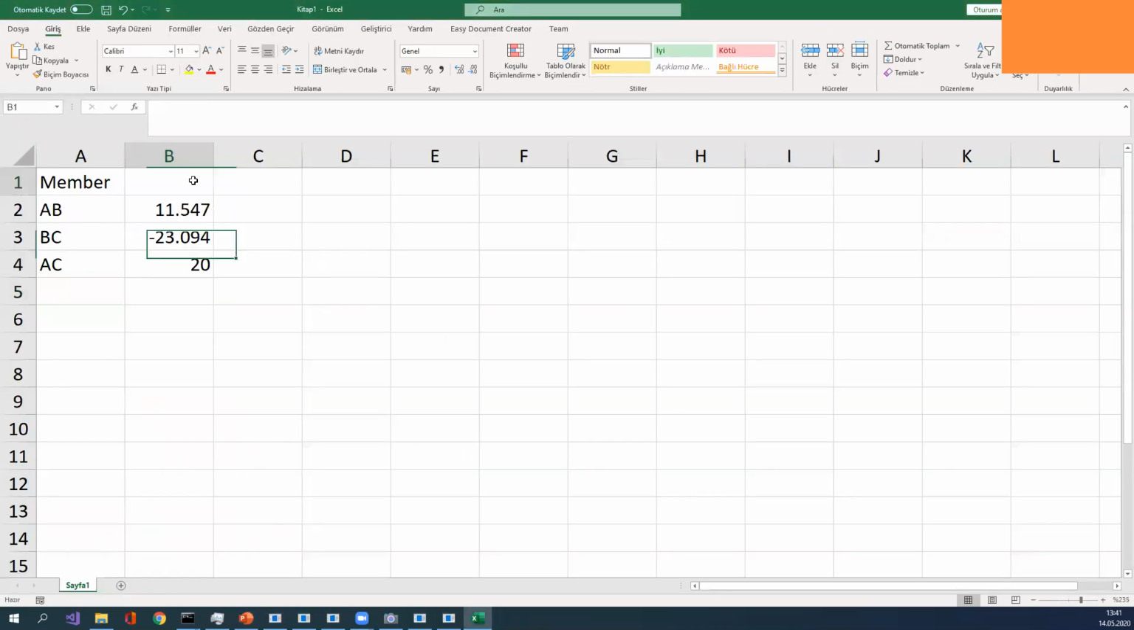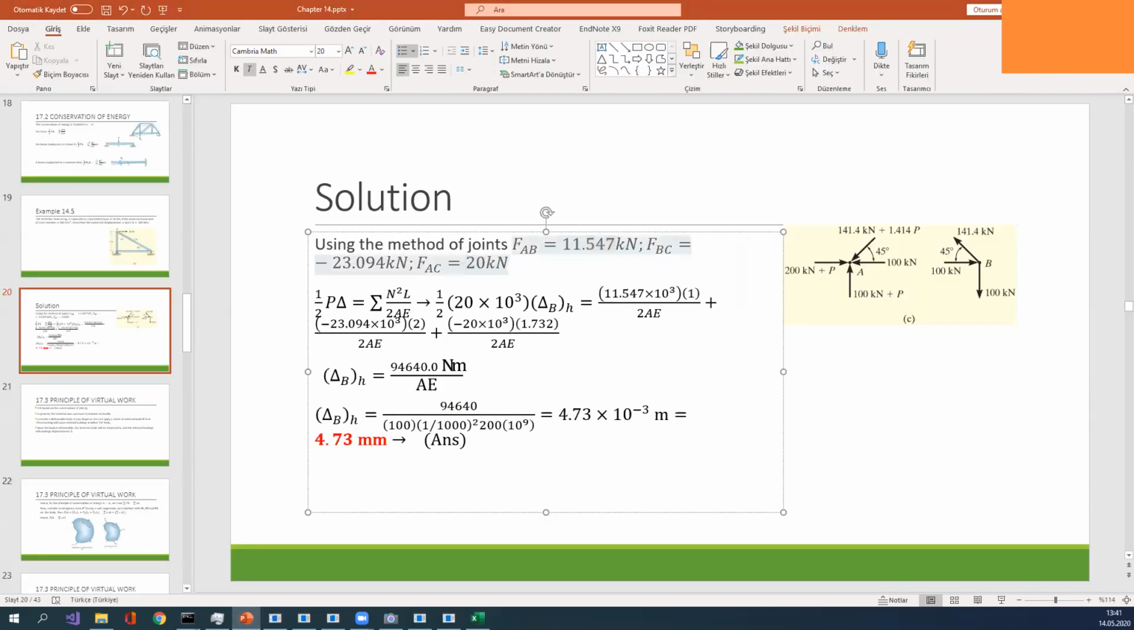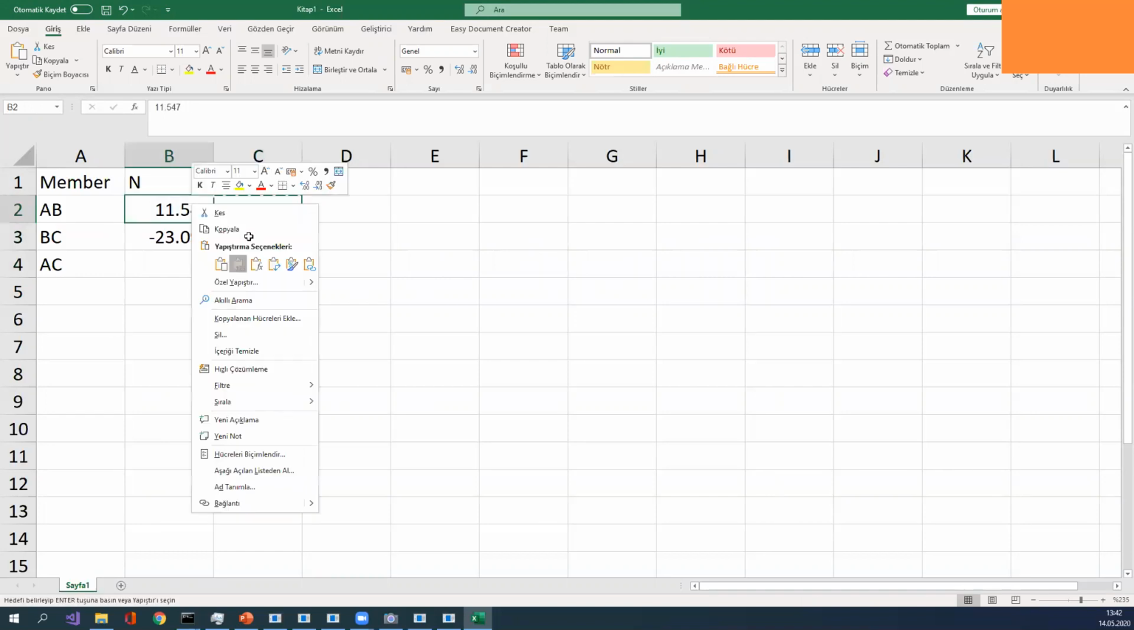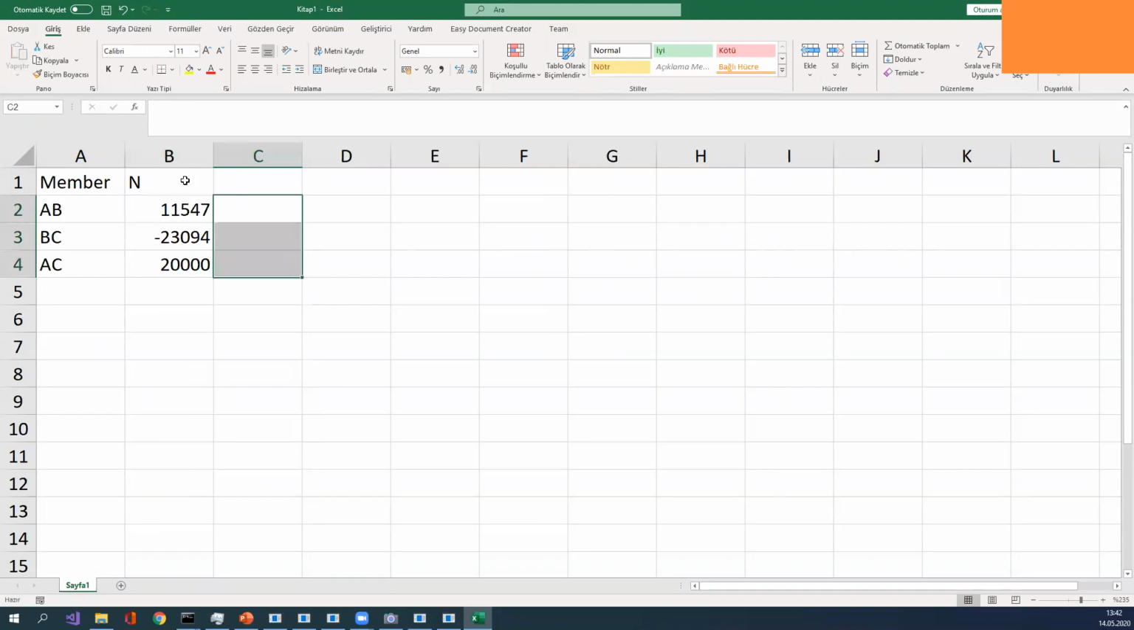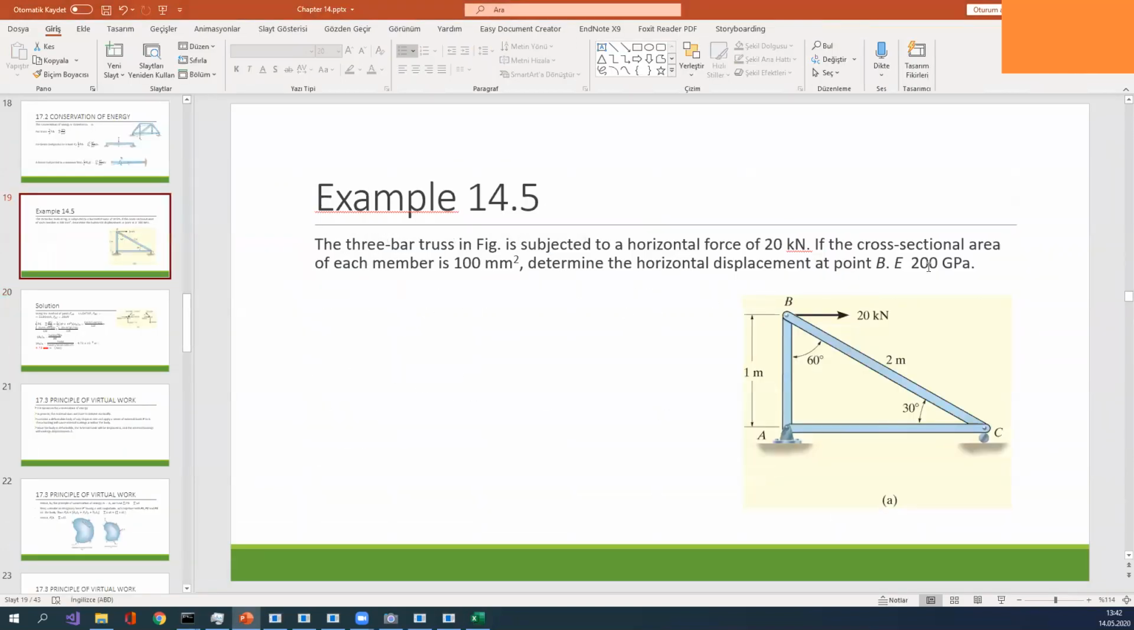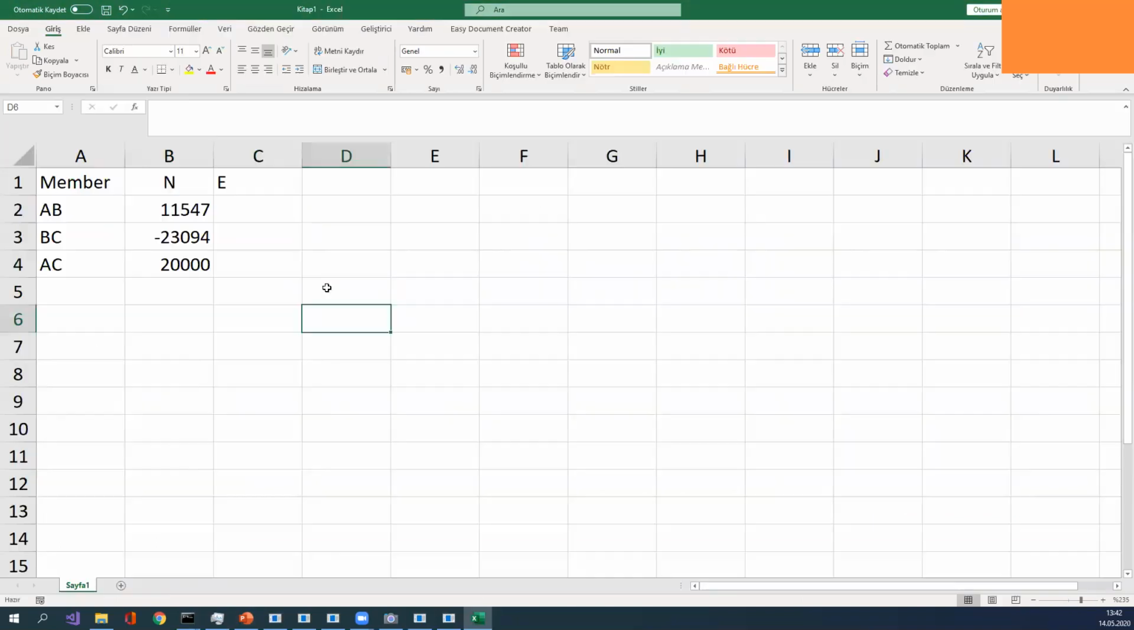And this is the normal force. You know, our formulation is the modulus of elasticity. This term is in newtons, therefore I want to convert to newton terms and copy numerically like this one. This is the normal force. And the modulus of elasticity is given in the question. What is the modulus of elasticity? 200 gigapascal. I want to convert it to megapascal.